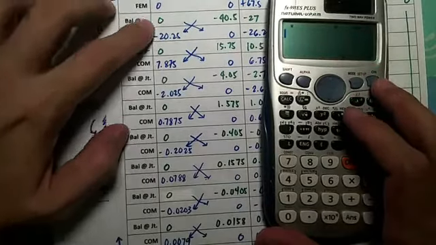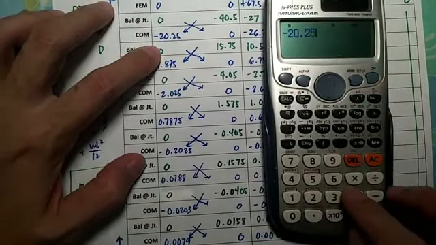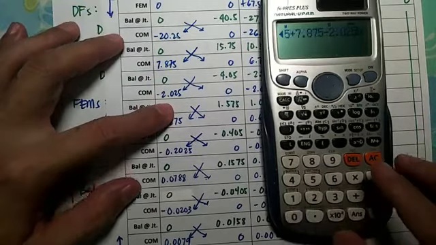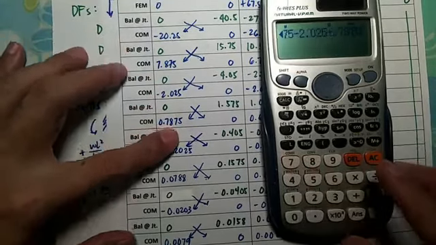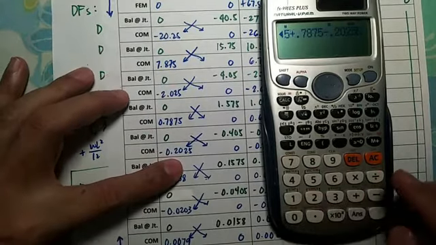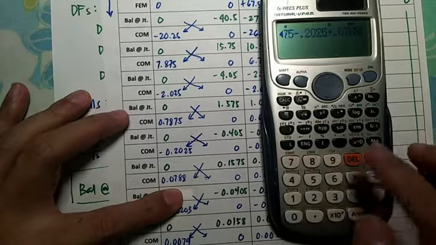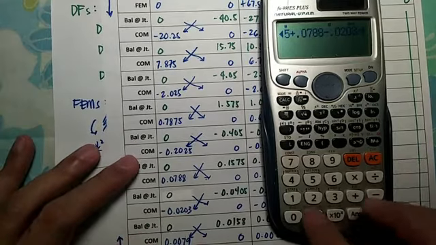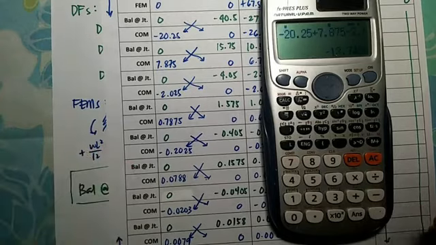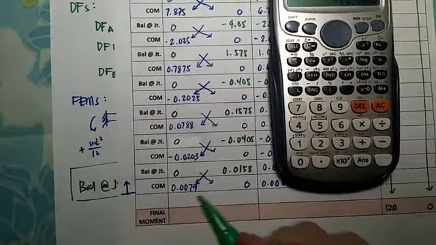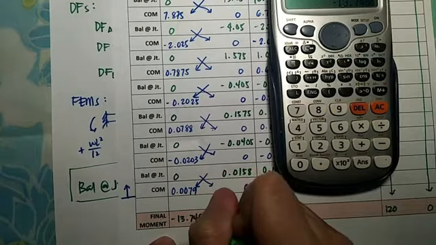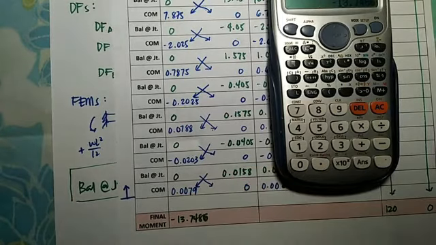So pag ginawa natin siya, say for joint A, so 0, 0, so negative 20.25 plus 7.875 minus 2.025 plus 0.7875 minus 0.2025 plus 0.0788 then minus 0.0203. And finally, plus 0.0079. So the summation is negative 7.7484. So that's the final moment at joint A.